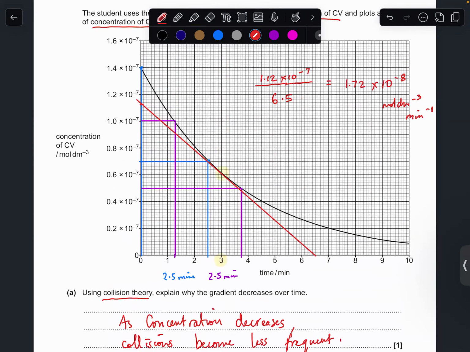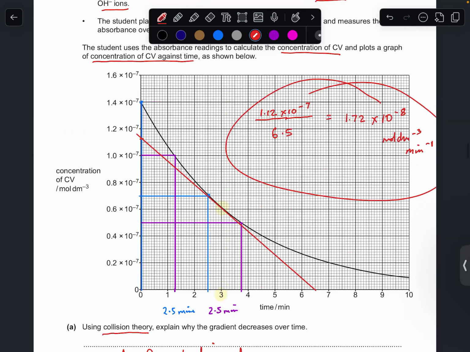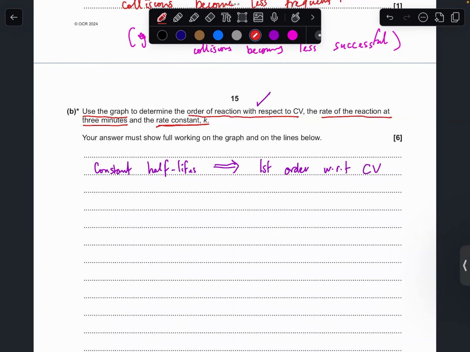Okay, you'd obviously write this down where the lines are. So we've determined the rate of reaction. We said it's 1.72 times 10 to the minus 8. We've determined the rate of reaction at 3 minutes. And the next bit is the rate constant.